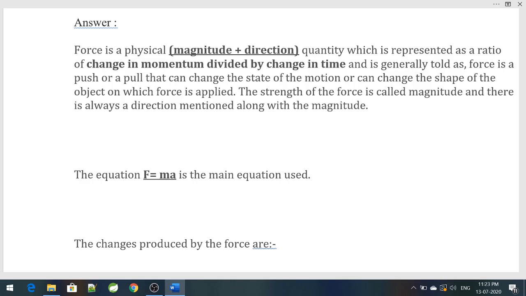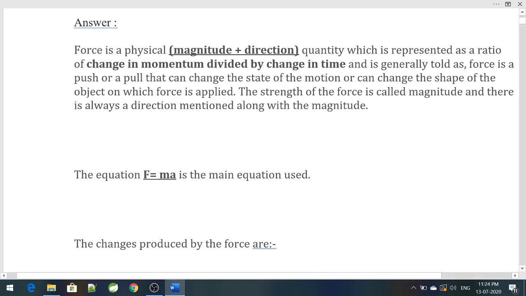Force is a push or a pull. It may be a pull or a push that can change the state of the motion. With time it can change the motion or the movement, whether high or low, and it also changes the shape of the object. So what changes may we see with the change in time in the movement of the object? We can see the change in the shape of the object and the direction or the motion of the object.